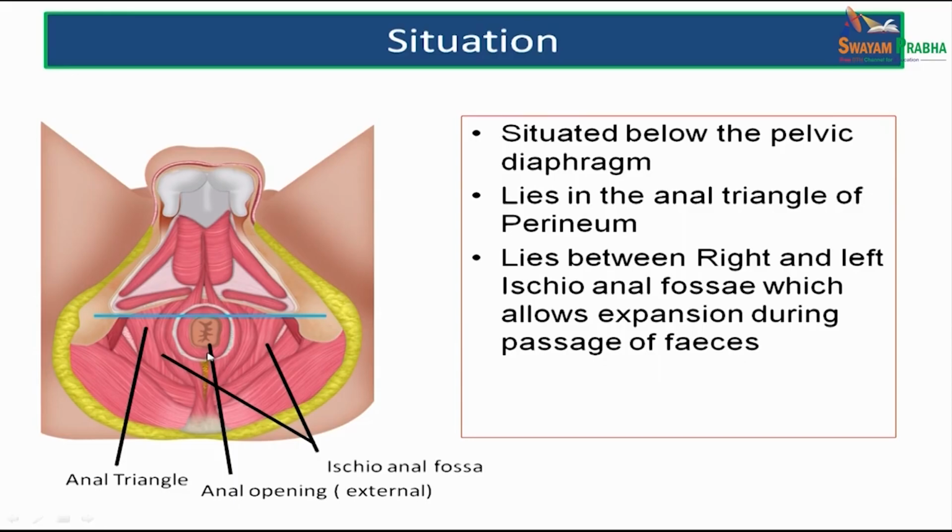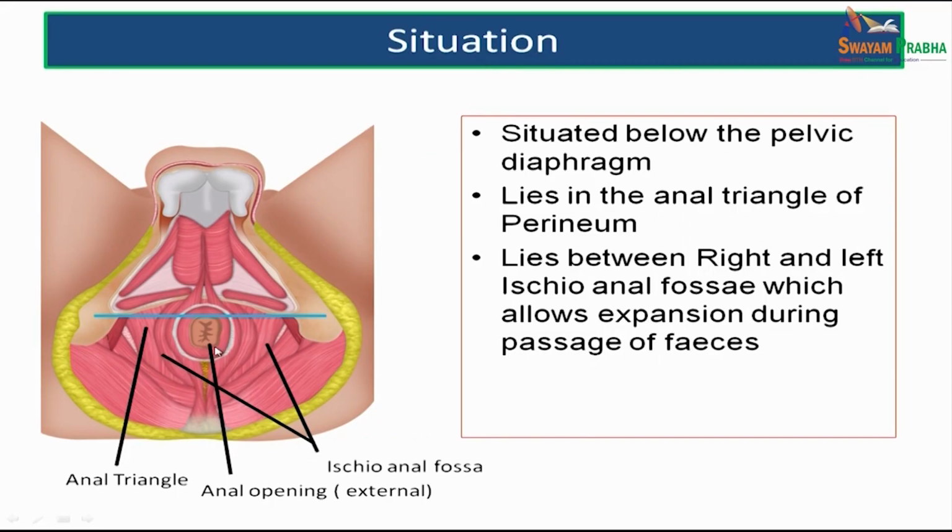Anal canal is situated below the pelvic diaphragm. It is going to lie in the anal triangle of the perineum. What you are seeing here is a picture of perineum. There are two triangles in the perineum which is divided by an imaginary line joining the two ischial tuberosities. The anterior triangle what you are seeing here is a urogenital triangle and the posterior triangle is the anal triangle.